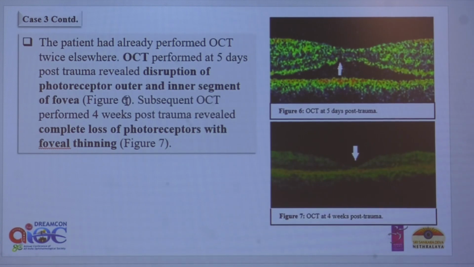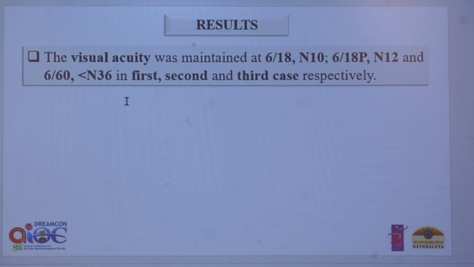Both these OCTs, which are shown in this figure, were done outside. The first OCT was performed 5 days post-trauma, which revealed a disruption of the photoreceptor outer and inner segments at the fovea, shown in the first picture. The subsequent OCT, performed 4 weeks post-trauma, revealed a complete loss of photoreceptors with foveal thinning, which is the second photograph. All these 3 patients maintained a visual acuity of 6/18 N10, 6/18 N12, and 6/60 less than N36 in the first, second, and third cases respectively.